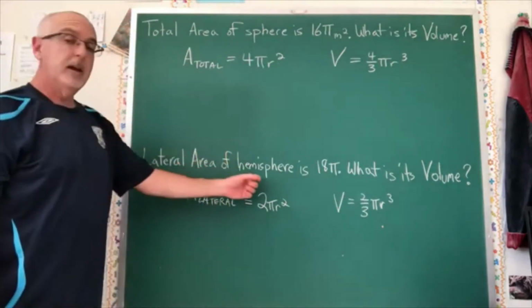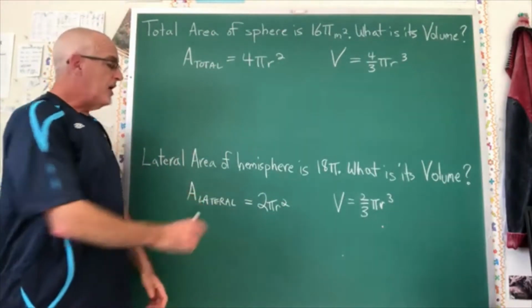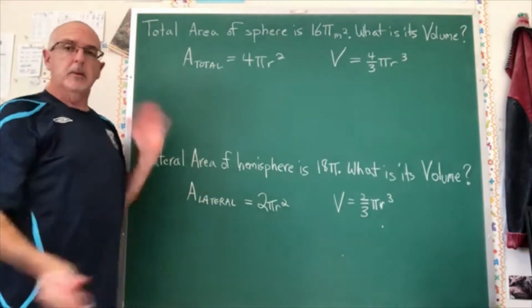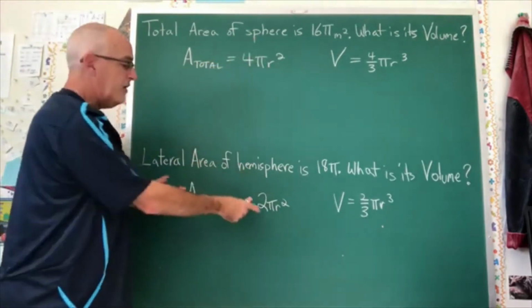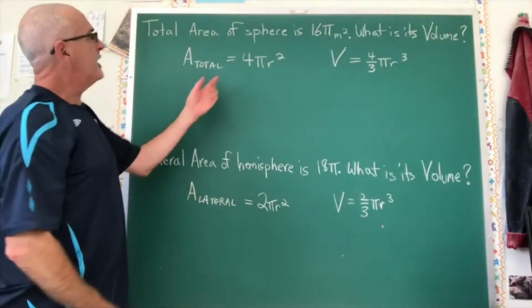When we're dealing with a hemisphere, we alter the formula so that it's 2 pi r squared. We're not doing this because it's gone from total to lateral. Those formulas are the same. We're doing this because it's gone from sphere to hemisphere, and the area will be half as much. So we have a 2 instead of a 4. Let's do the first problem.